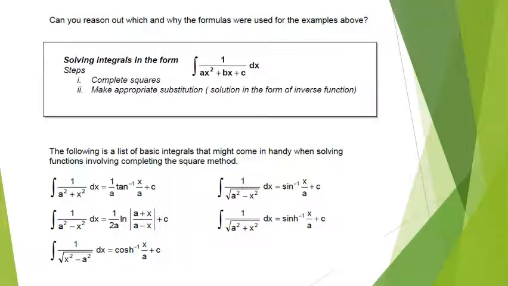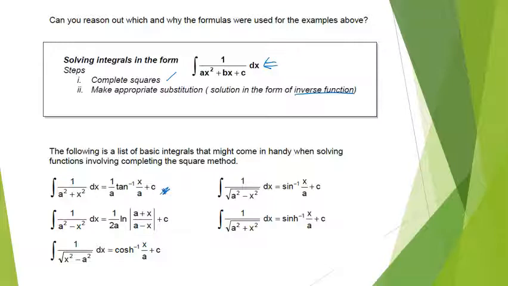So why do we use the completing the square formula or method? Untuk solve integral in the form yang ni, kita nak solve yang ni. So the first one is completing the square, and then making appropriate substitution, solution in the form of inverse function. So the following is a list of basic integrals that might come in handy when solving functions involving the completing the square method. So ni antara yang kita akan dapat lah jawapan dia.